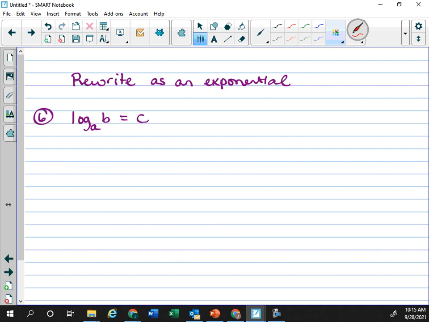Hold on, guys. Okay, guys, so what is the base in this log equation? Not B, A, yeah, the A is the base of the log equation. So the A is the base of your exponential equation, okay? So we are going to have A to the exponent part of it is C, and what it equals is B.